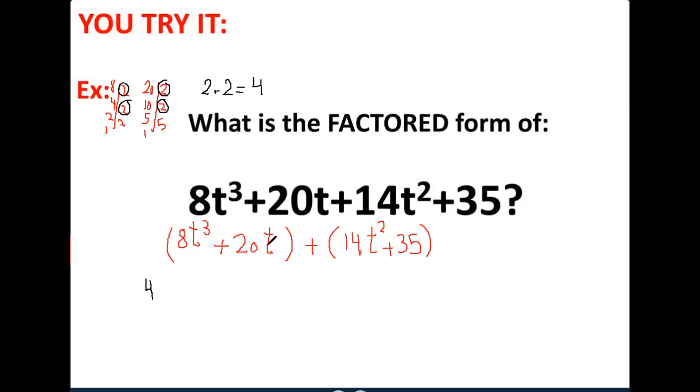T to the power of 3 and t. So we have t. We will choose the variable with the least exponent. Now we have 8t to the power of 3 divided by 4t. It will be 2t to the power of 2.